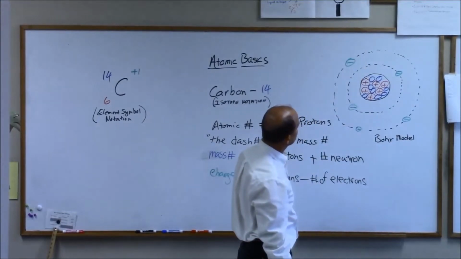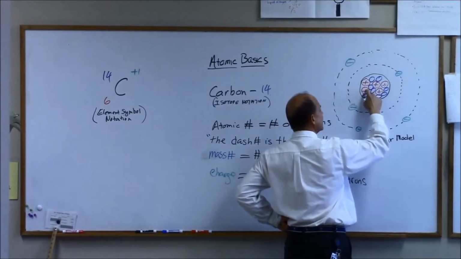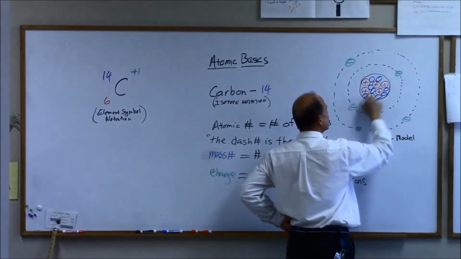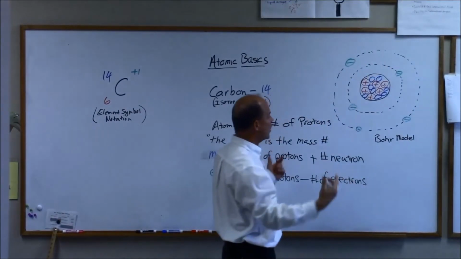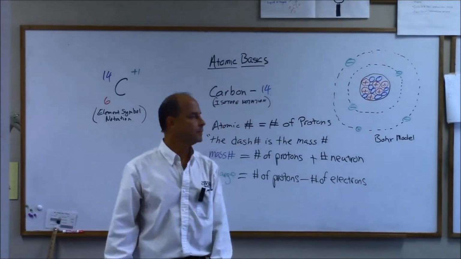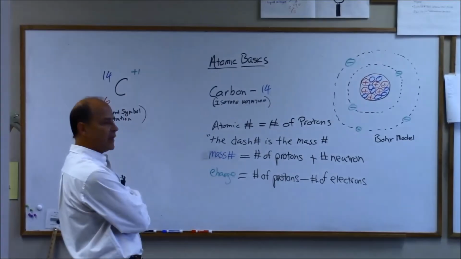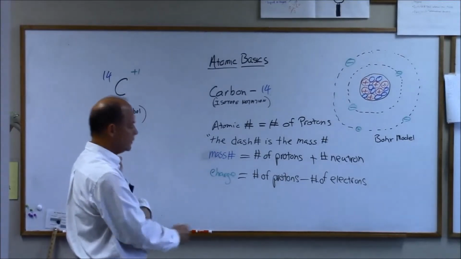Wait a minute. We've got 1, 2, 3, 4, 5, 6. Okay, 6 positive charges. 1, 2, 3, 4, 5. That means that there's 1 more positive charge than negative charge. Yeah, we did it right. I think we have it all figured out. That is a complete Bohr model atom.